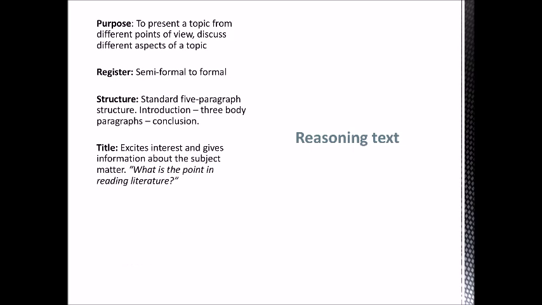The title is supposed to excite interest and give information about the subject matter, like for instance, what is the point in reading literature? So it could be a question, because if we would have written an argumentative text, we would have written reading literature is important, with an exclamation mark. But this time you can have a question, since it is a reasoning text and a discursive text.